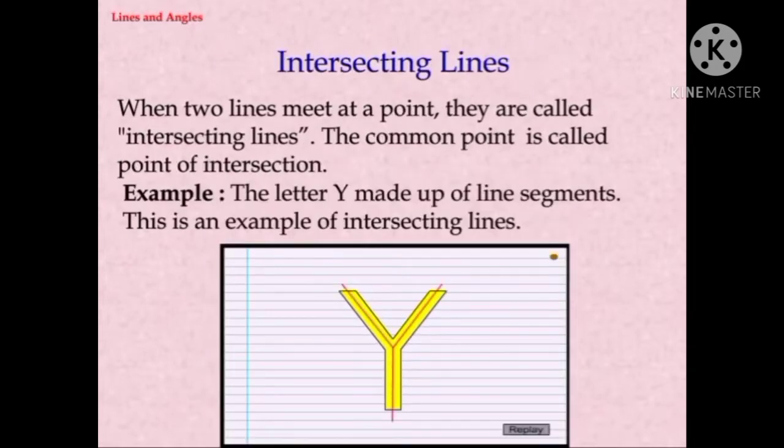Intersecting lines. When two lines meet at a point, they are called intersecting lines. The common point is called point of intersection. Example, the letter O is made up of line segments. This is an example of intersecting lines.